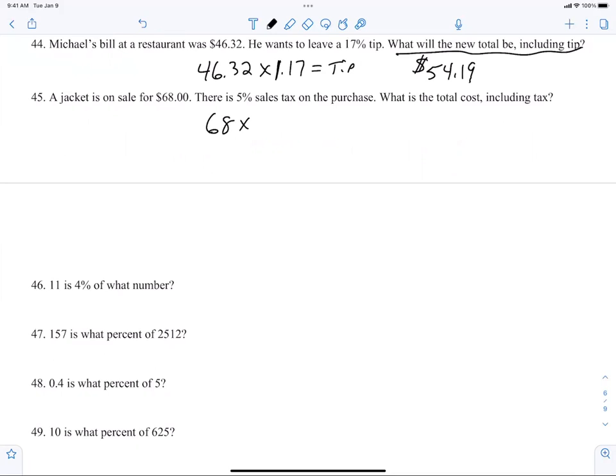Tell him. No, because that'd be a discount. That means the store's paying the tax. Oh, wait, I know. It's 1.05. Yes, multiply that by 1.05. All right, because you have to pay what? 100% plus 5%. So if you just multiply 68 times 1.05, what do we get for that?